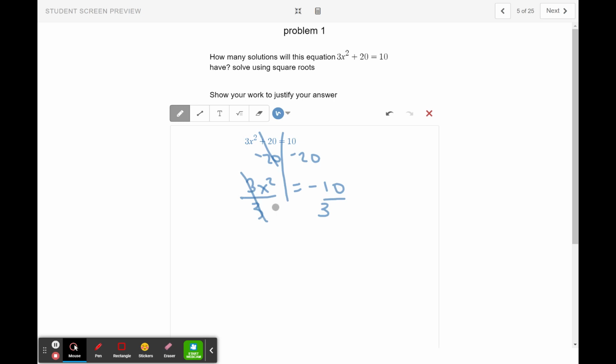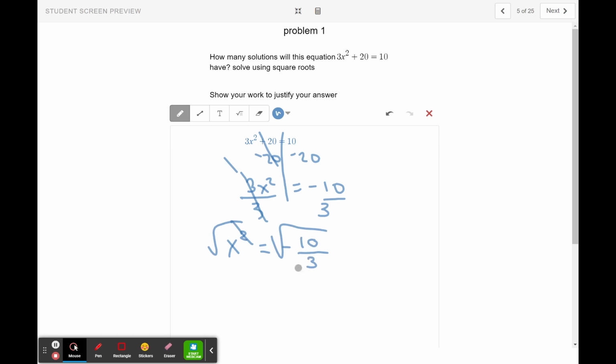Now, I personally do not like decimals. I don't like repeating decimals. So I'm just going to keep this as a fraction. If you choose to, that's fine. It does not matter. You're going to get the same answer. Now, we have the square. To undo a square, it's a square root.